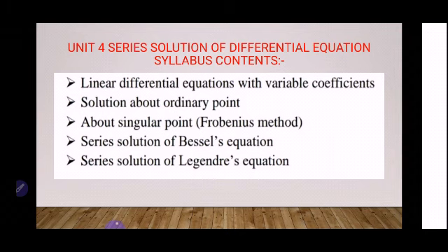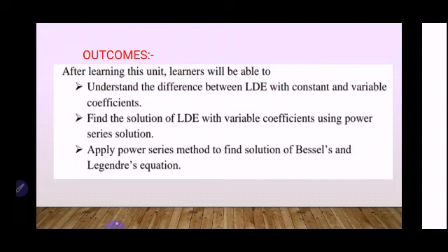Now after learning this unit, what are the outcomes? Means after learning this unit, the learner will be able to understand the difference between linear differential equation with constant coefficient and linear differential equation with variable coefficient. Means how to identify them. The second is the learner will be able to find the solution of linear differential equation with variable coefficient using power series solution. The next outcome is the learner will be able to apply the power series method to find the solution of Bessel's and Legendre's equation. So these are the outcomes of this unit.